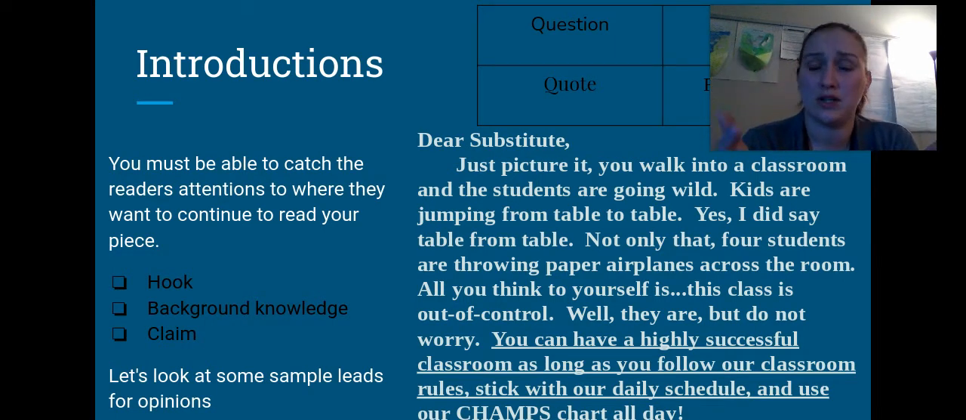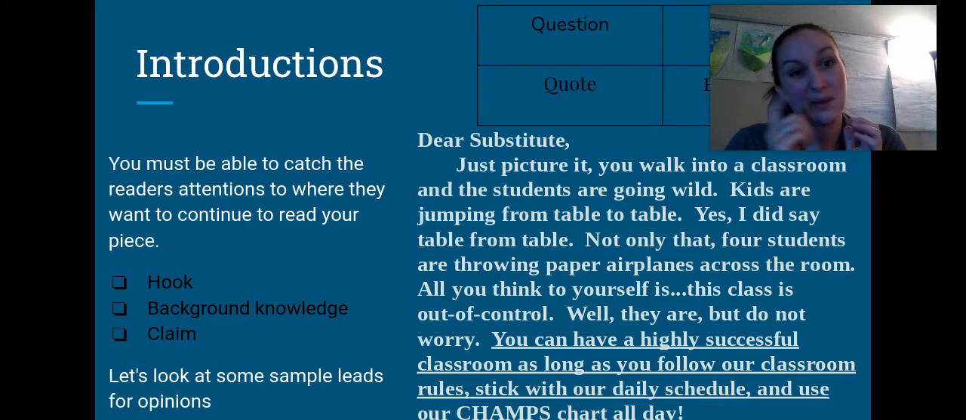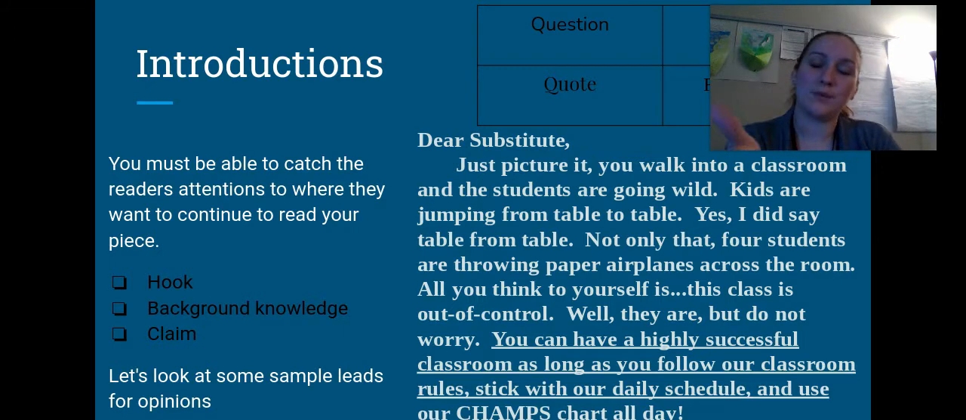So if we were to write a counterclaim to this, some people may think that giving kids candy helps with classroom management skills. But the facts don't lie. CHAMPS work, right? So that would be how we could throw in a counterclaim, because our claim is use our classroom rules, stick to our daily schedule, use the CHAMPS chart all day. Well, something some people might use is candy to help motivate kids, right? So just think of something, if you want to attempt a counterclaim, that you could use to say the opposite of your claim, sorry.